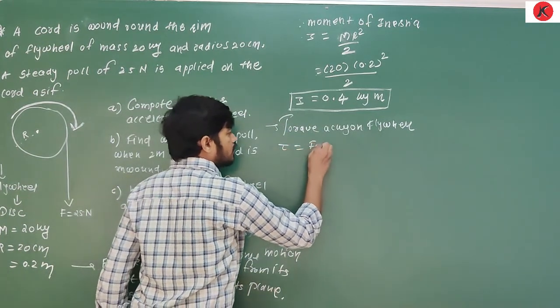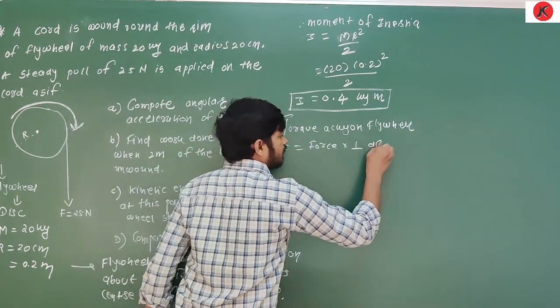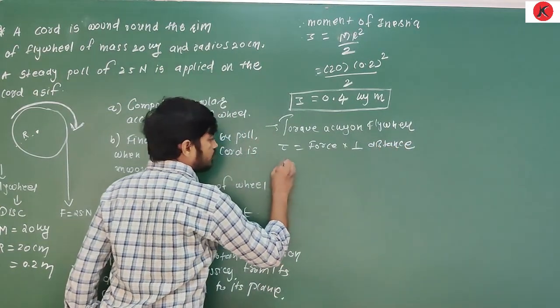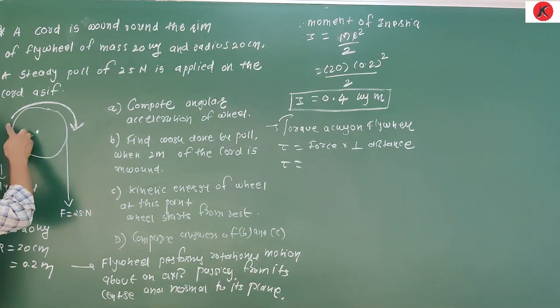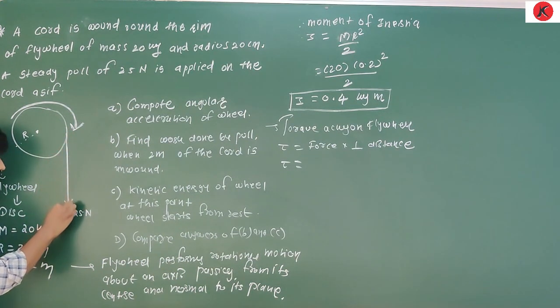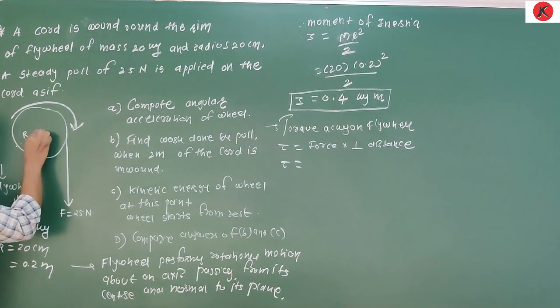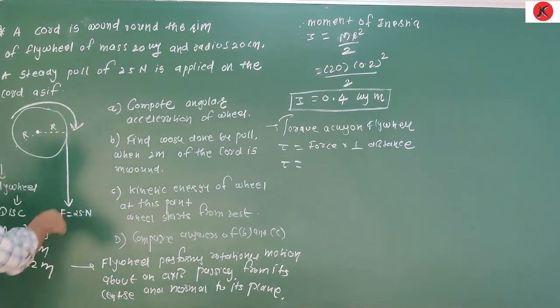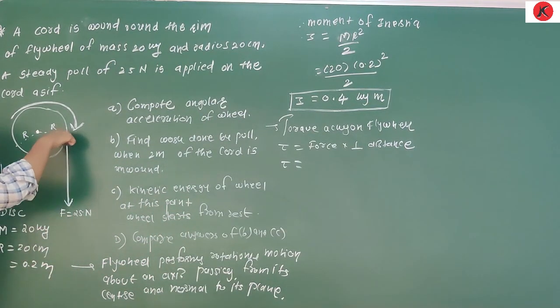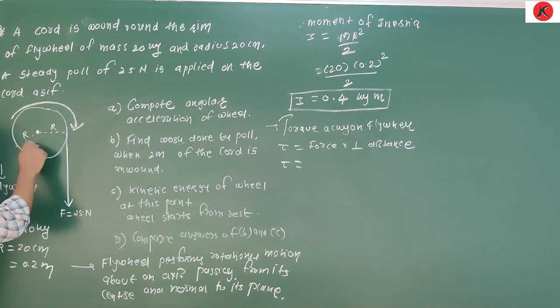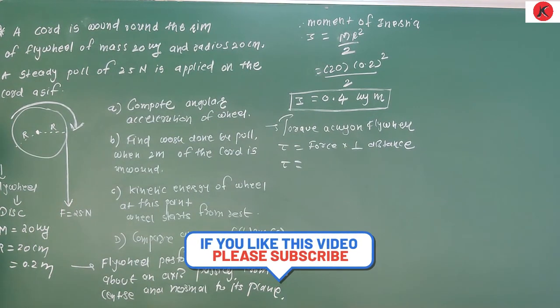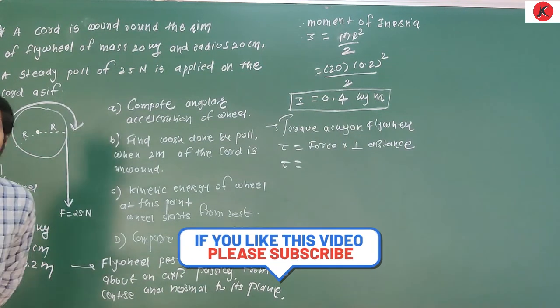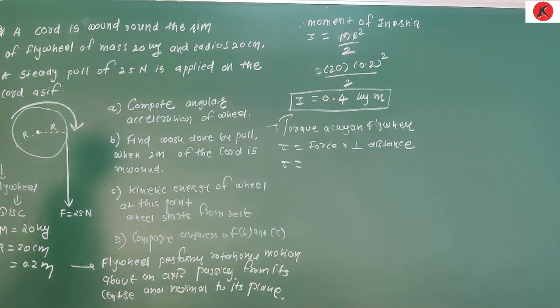Torque is equal to force into perpendicular distance. See here, this pull force is applied like this. From this axis, this distance is nothing but the radius r. Yes or no? Yes, it is. And due to this pull in downward direction, this disk is performing rotational motion about this axis. So it is the force, and this radius is nothing but the perpendicular distance.